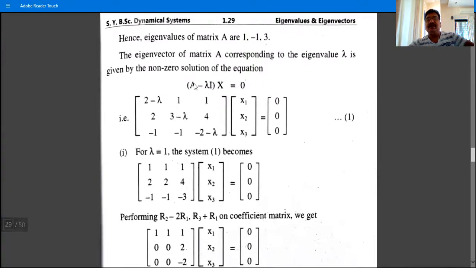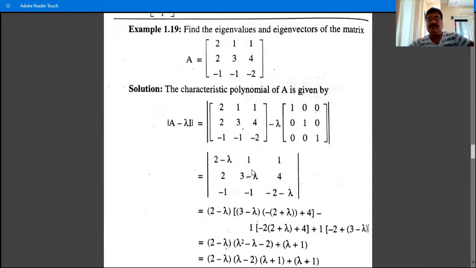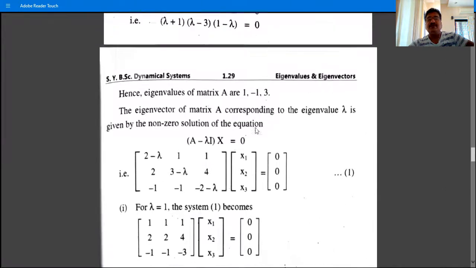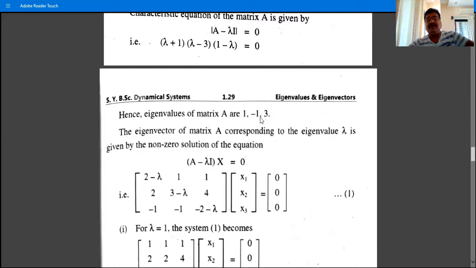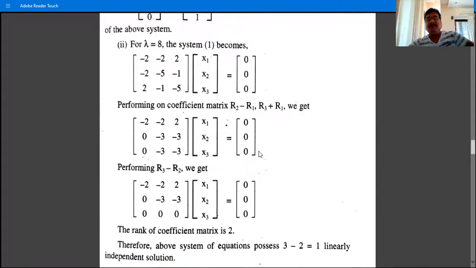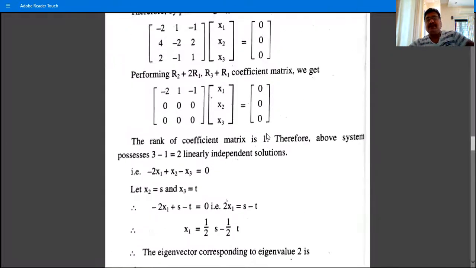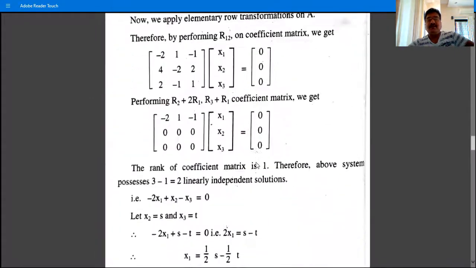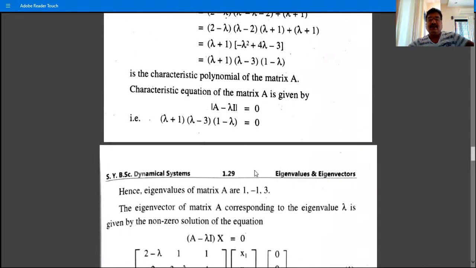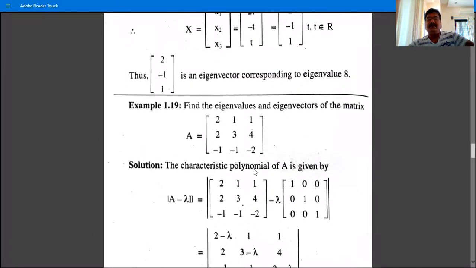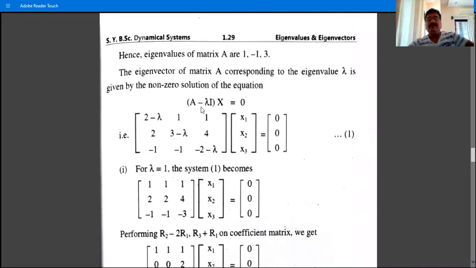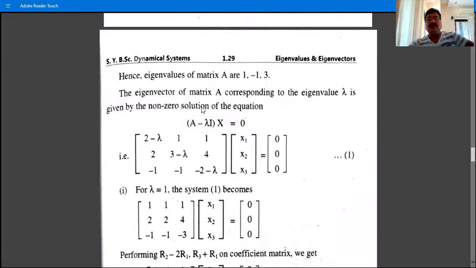So consider the equation (A minus lambda I) x is equal to 0. So A minus lambda I is this, into the column matrix x1, x2, x3, equal to 0, 0, 0. Then substitute lambda. So we have now three distinct eigenvalues. In the previous problem, we had three eigenvalues, but only two were distinct. A is of order 3 by 3, and in this example we have three distinct eigenvalues. So we have to find the eigenvector corresponding to each eigenvalue.